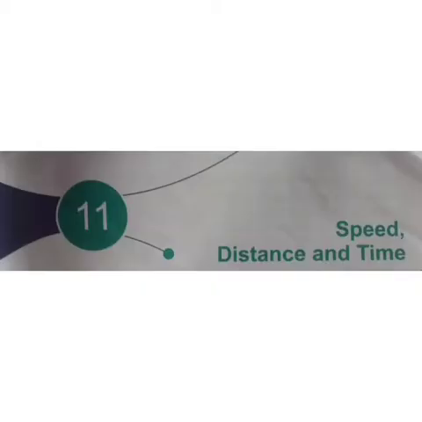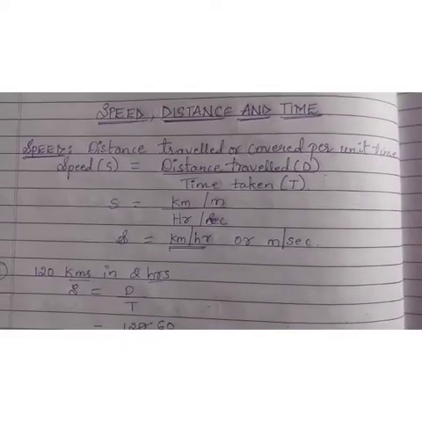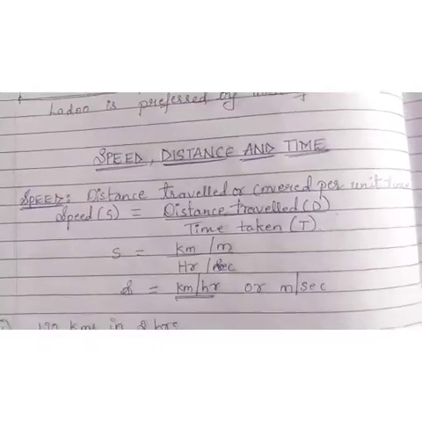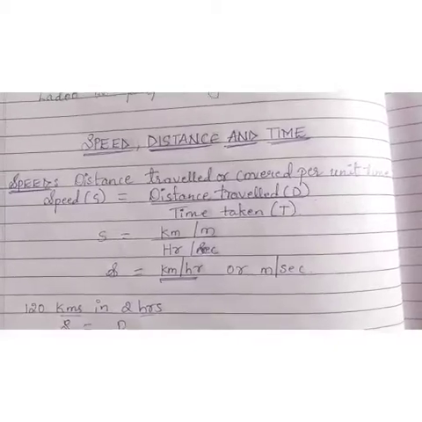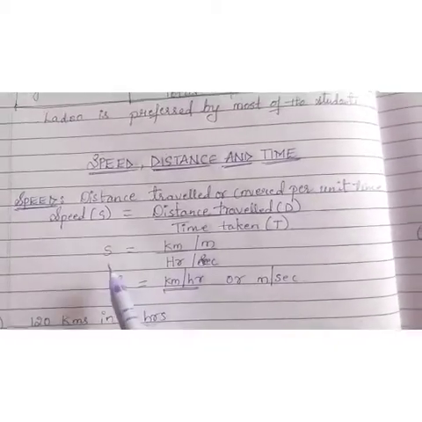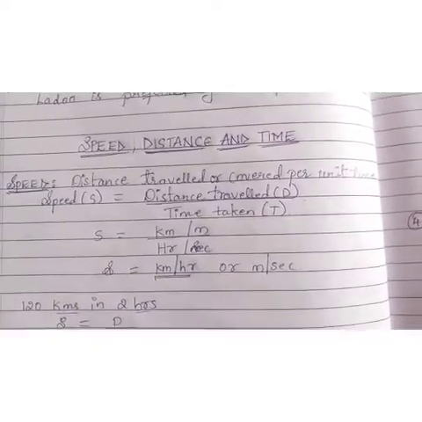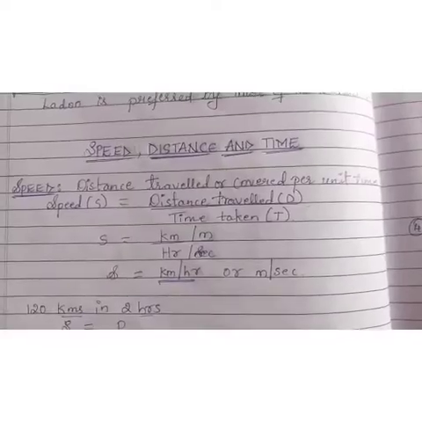So children, today let us take a quick recap on chapter 11, speed, distance and time. So children, let us begin. Students, we have already studied about speed, distance and time in our previous lectures. So what is speed? Speed is defined as the distance traveled or covered per unit time.